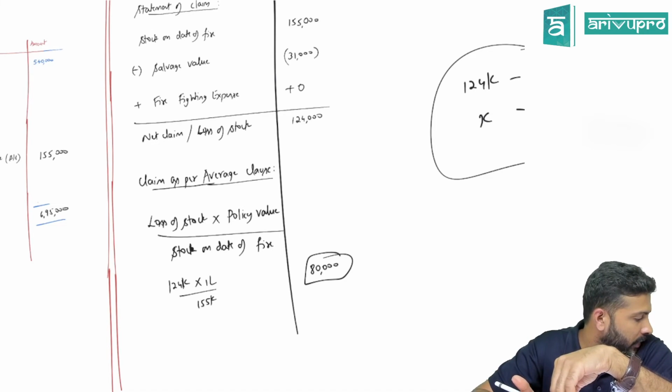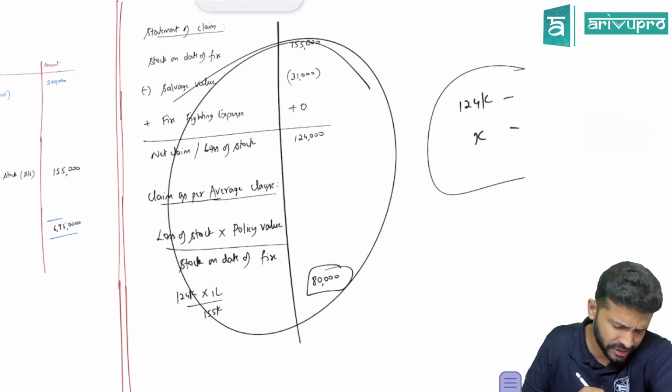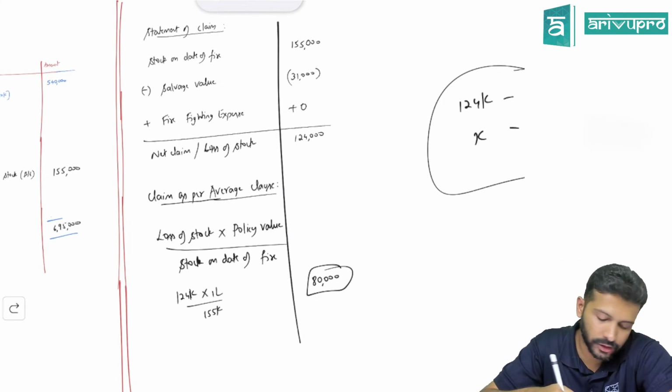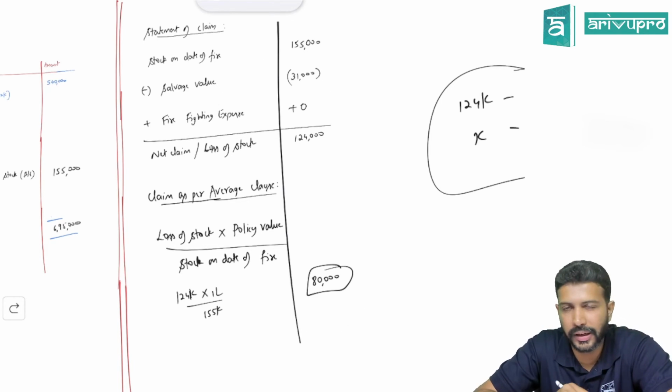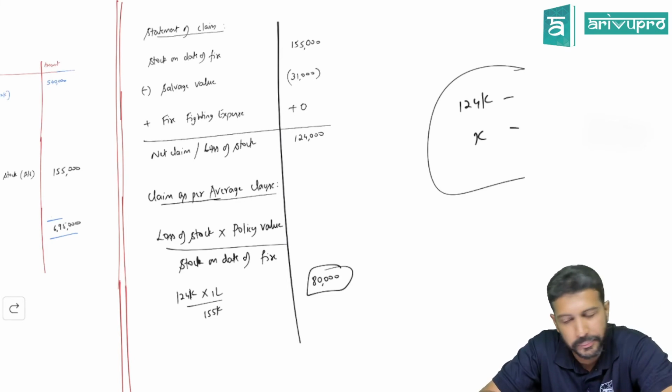Sir, does all this form part of the answer or a working note? Actually, this is a working note. The statement of claim is your answer. That's what they're asking for. This is the answer. The other one is a working note. In fact, you need not write it as a working note. You can simply write memorandum trading account. It is fine. No issues.